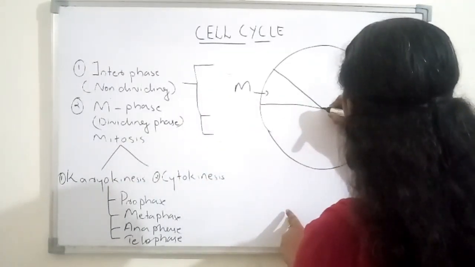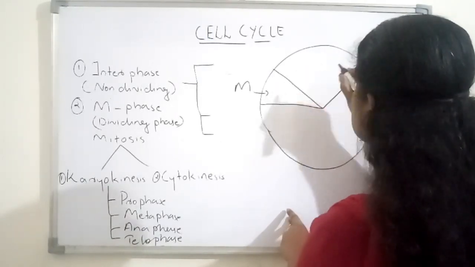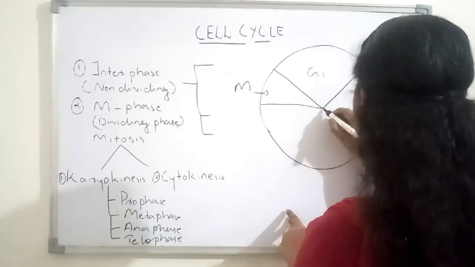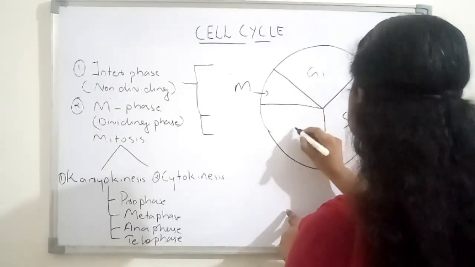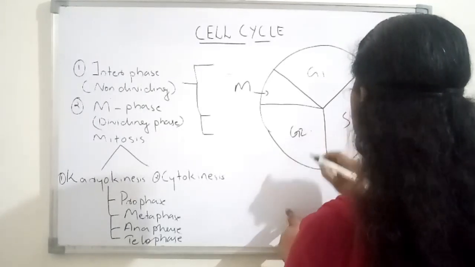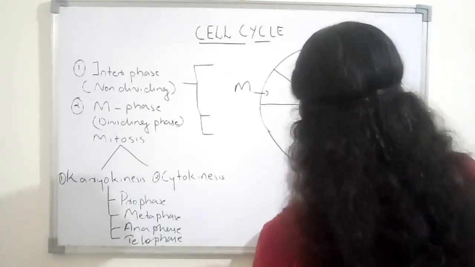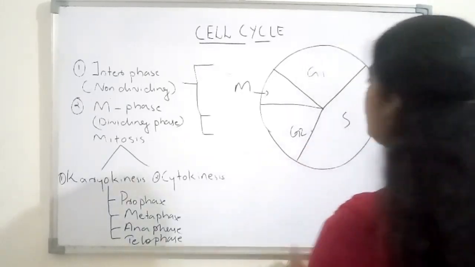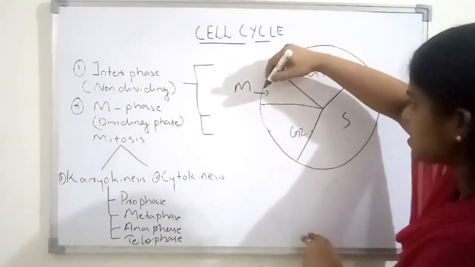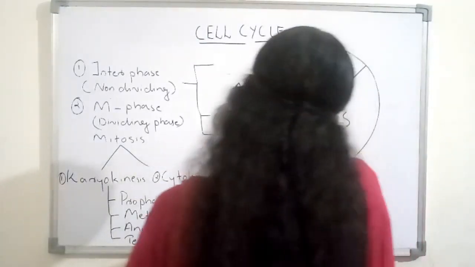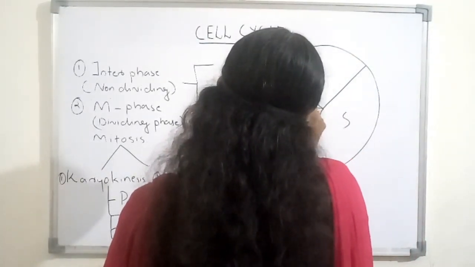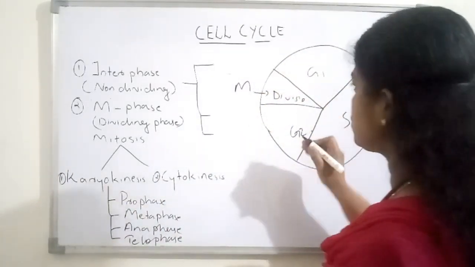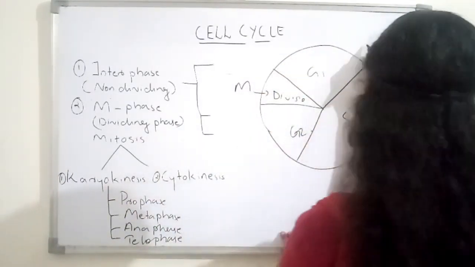And as I told you before, this is the first stage of the interphase. This is the G1 phase, and this is the S phase, and this is the G2 phase, okay? The G2 phase is comparatively a small phase when compared to G1. Okay, like this. So this one is the M phase, otherwise the division phase. And all of these, G1, S and G2, are the interphase.